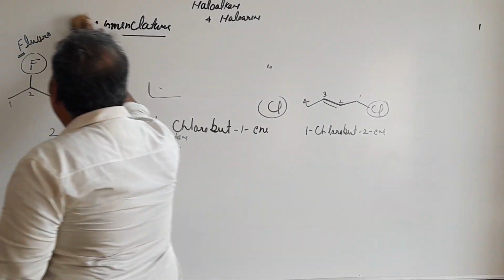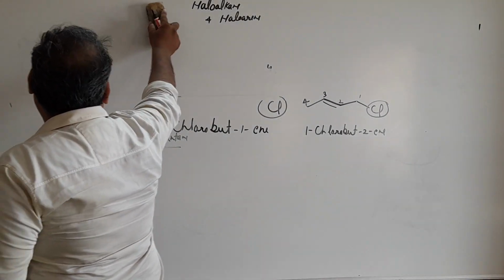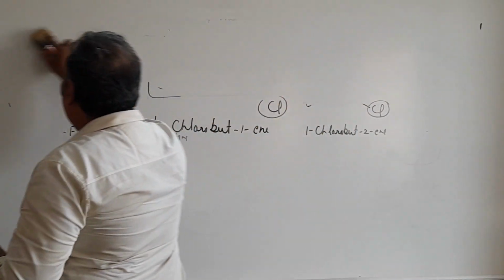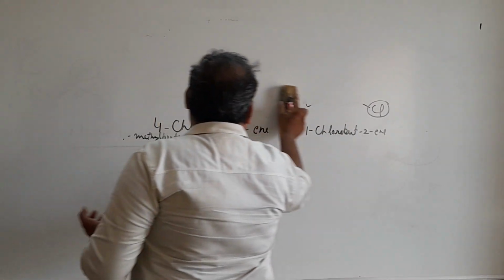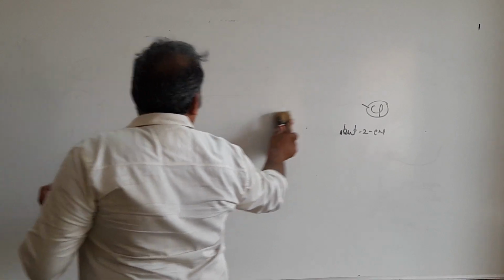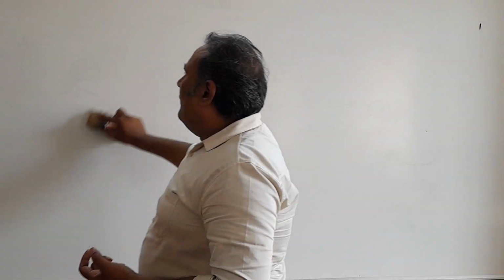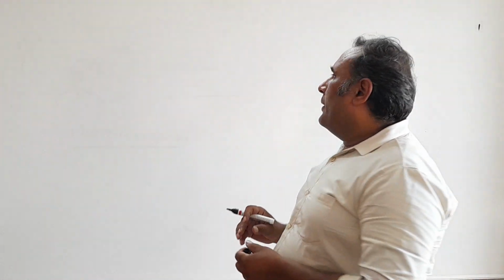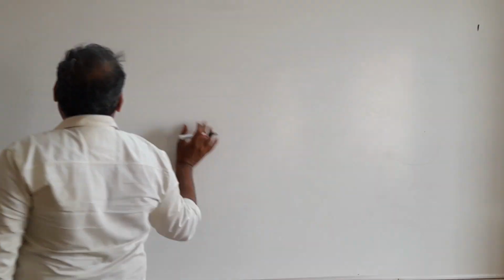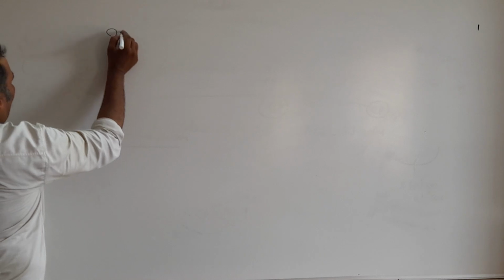So it's very simple nomenclature. There is nothing very special in it. You can use the normal nomenclature rules, but you have to remember that when you are naming any haloalkane or any halogen derivative of alkane, the halogen comes at very low priority. That's why we prefer the double bond. Okay. Next is physical properties.